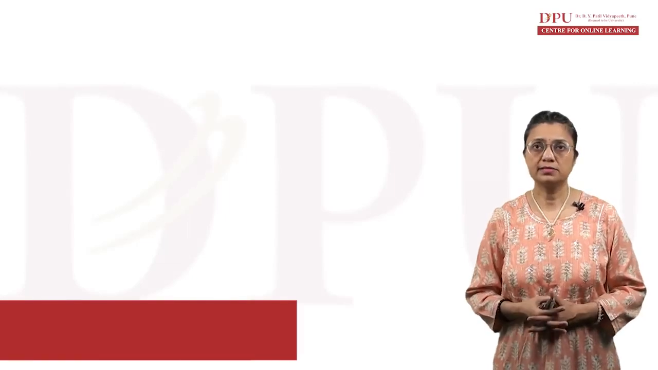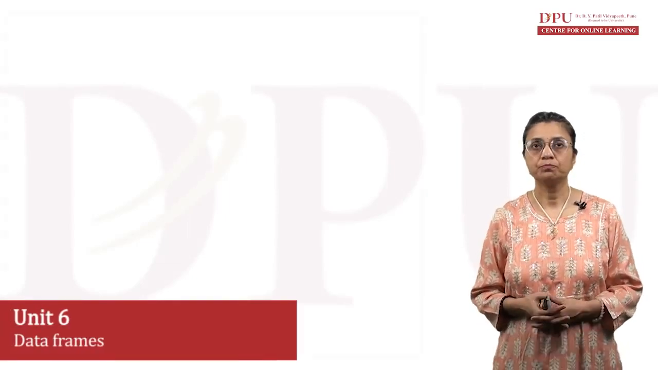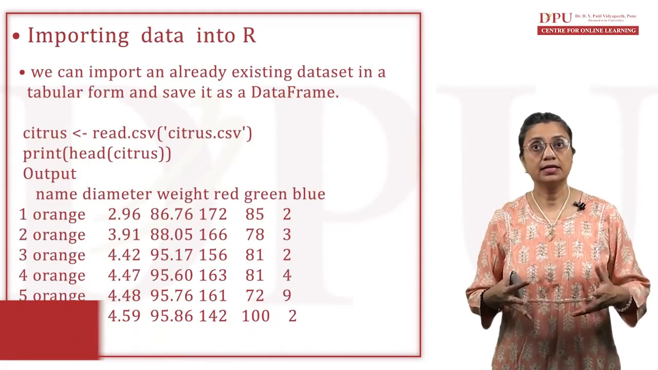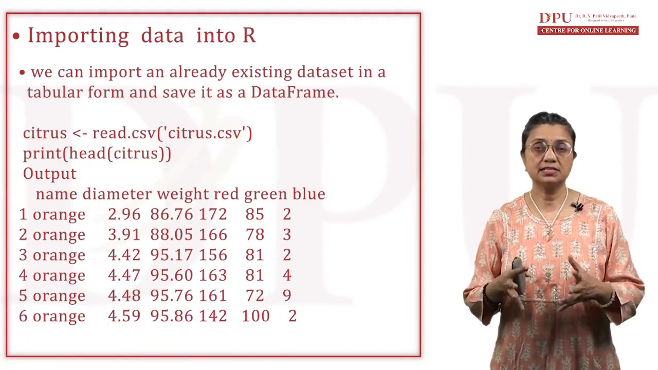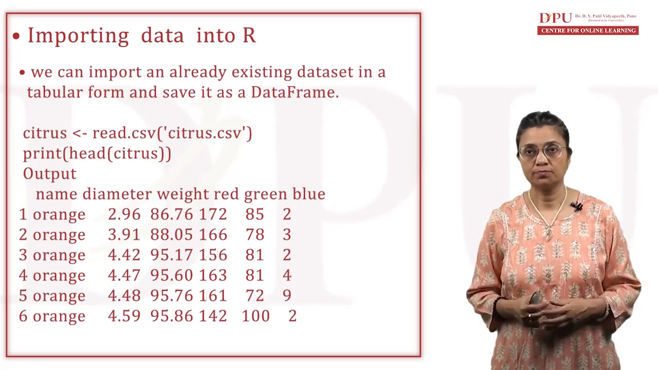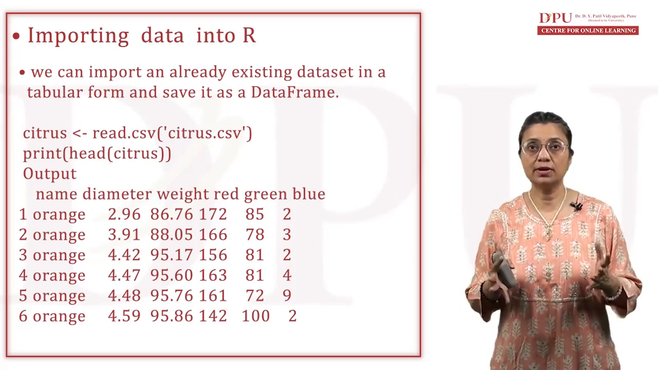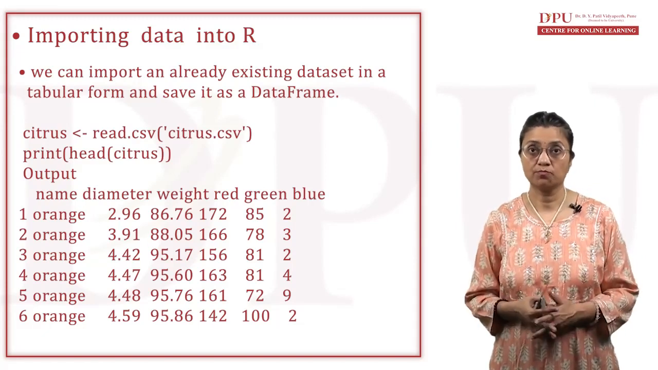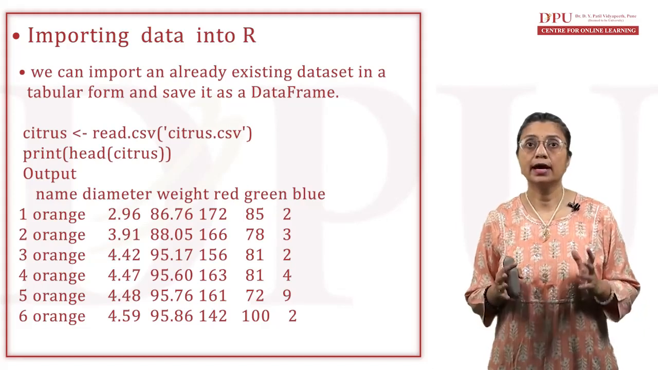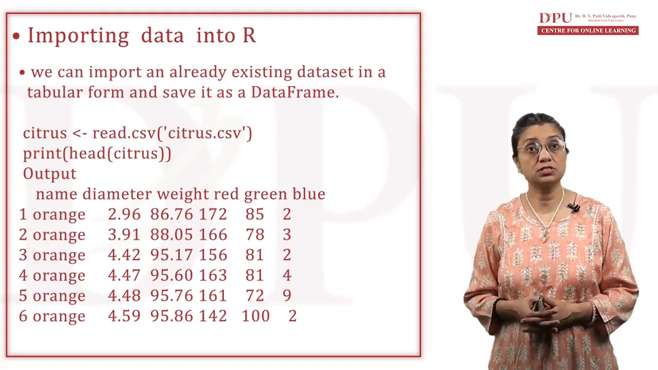Now, let's understand importing data into R. We can import an already existing data set in a tabular form and save it as a data frame. You can see here, I have called the function read.csv, and within brackets, I write citrus.csv. What it means is I am reading the CSV file citrus.csv and storing the entire result into the citrus variable.